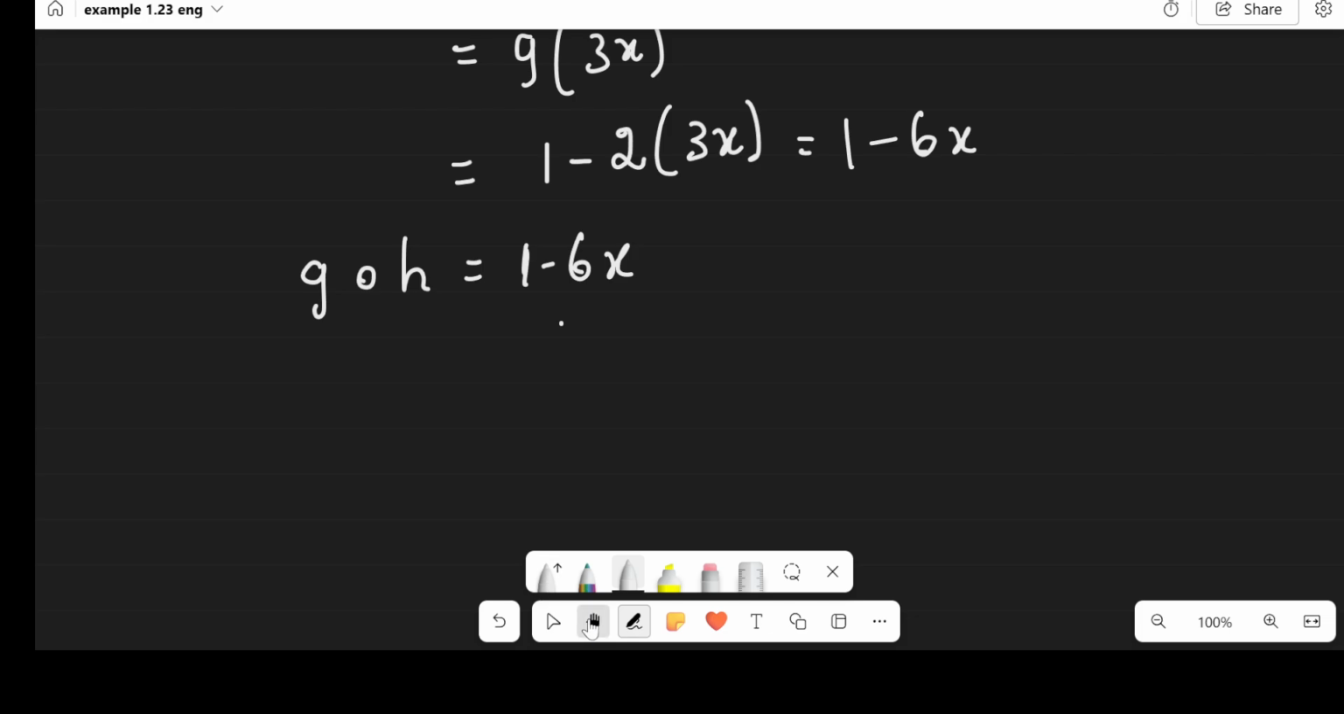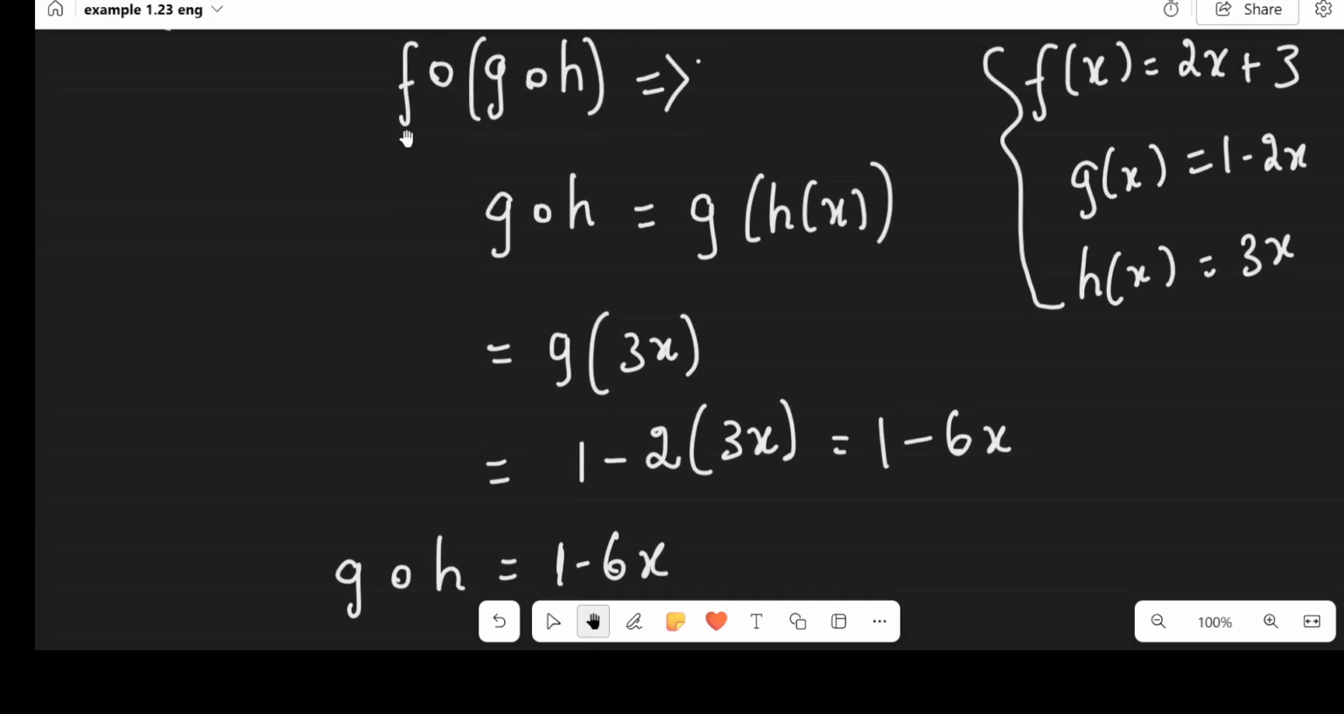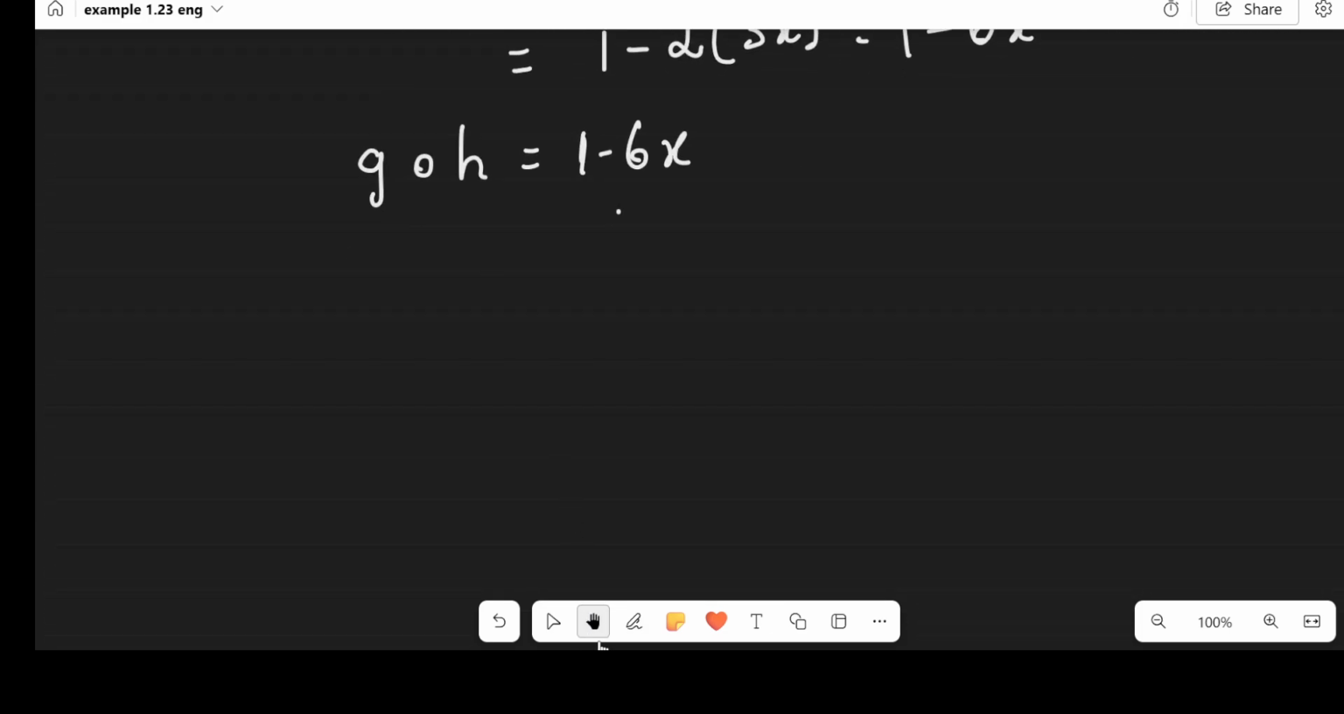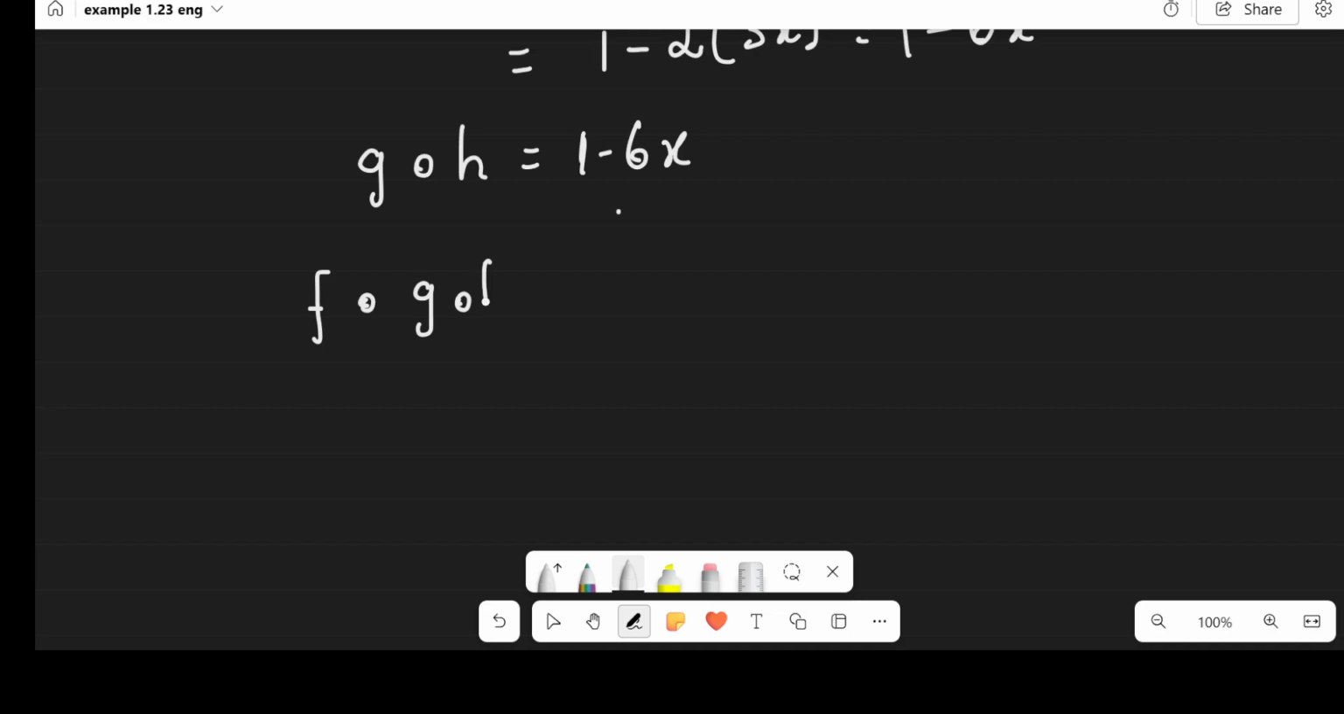And then we need to find out f of g of h. We are going to simply apply the value of g of h here.